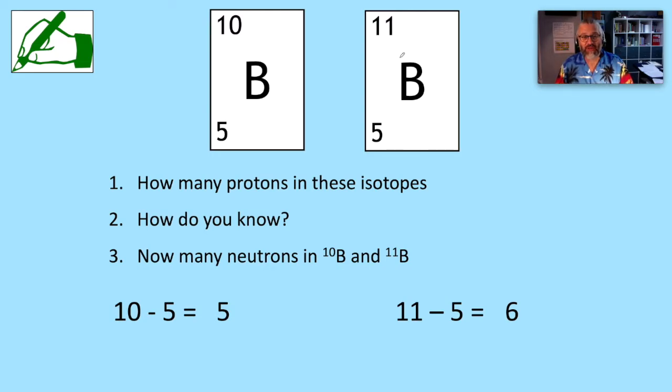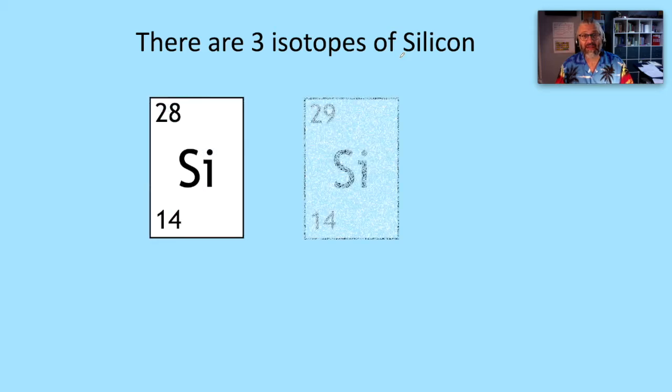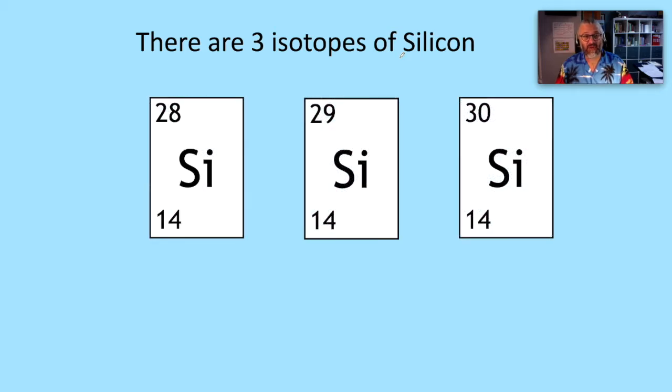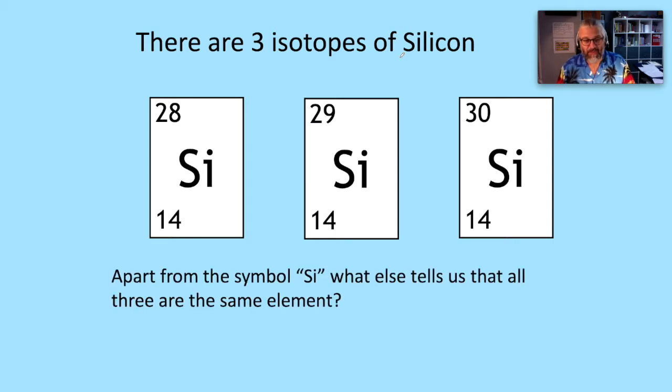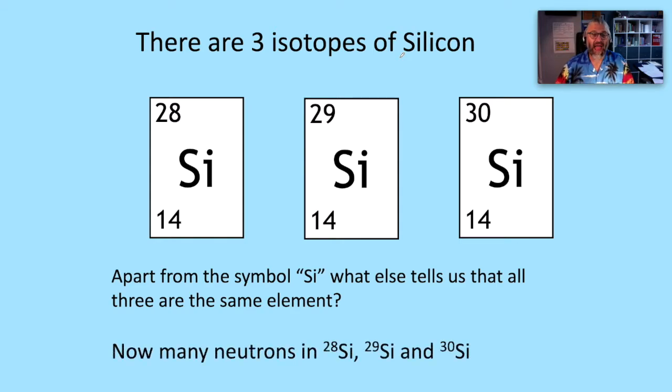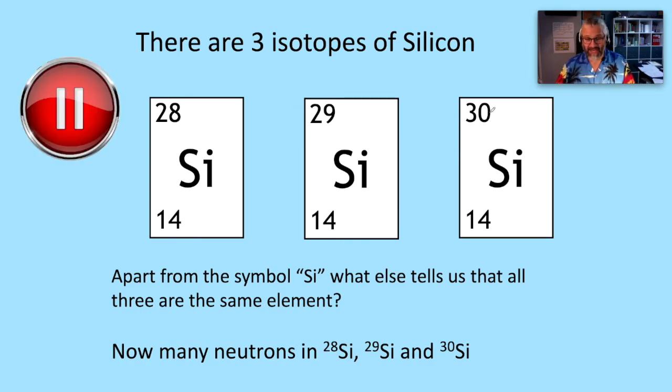Okay, next question. There are 3 isotopes of silicon, silicon 28, 29, and silicon 30. And here are 2 questions. Apart from the symbol Si, what else here tells you that all 3 of these are the same element? And the second question is, how many neutrons in silicon 28, 29, and silicon 30? Pause your video and write down your answers.